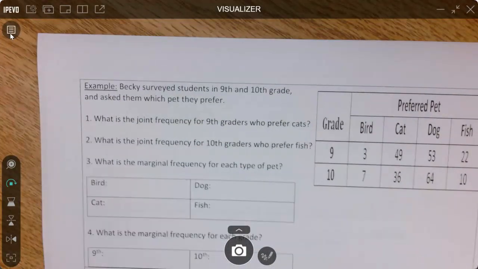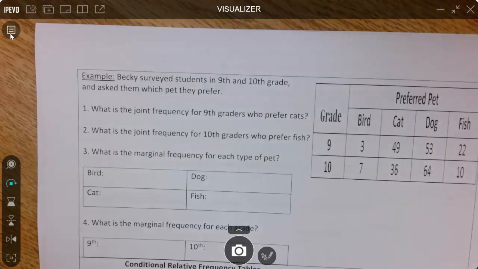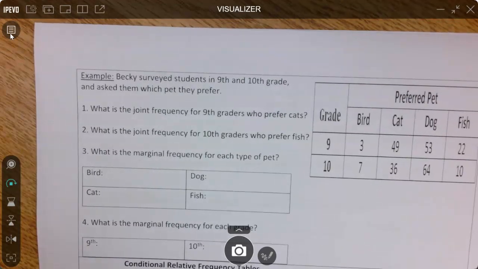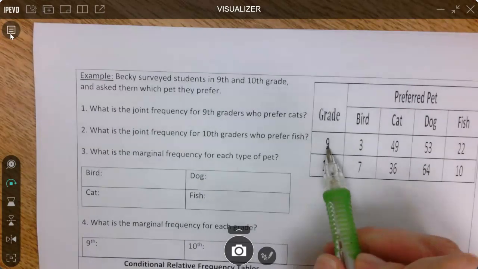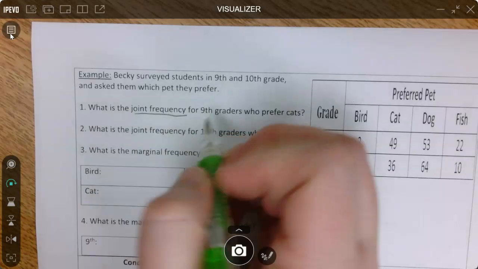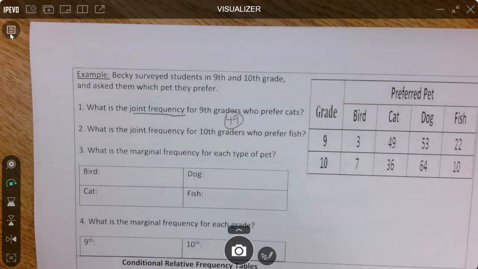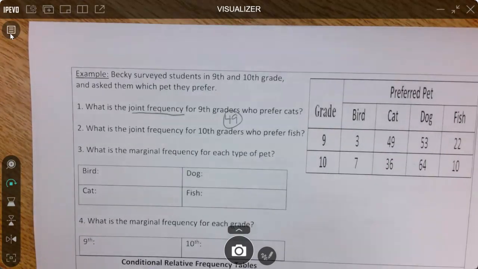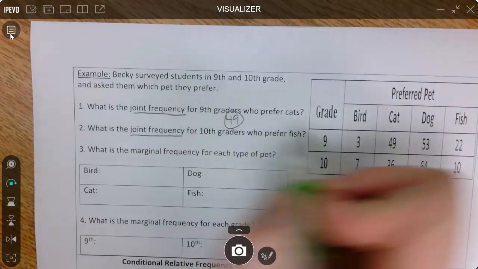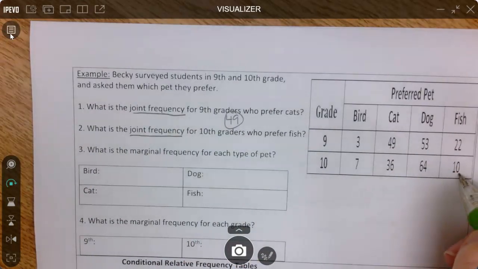Okay, first example, it says Becky surveyed students in 9th and 10th grade and asked them which pet they prefer. What is the joint frequency for 9th graders who preferred cats? Okay, so 9th graders who preferred cats, that's going to be 49. And then what is the joint frequency for the 10th graders who preferred fish? That's going to be 10.